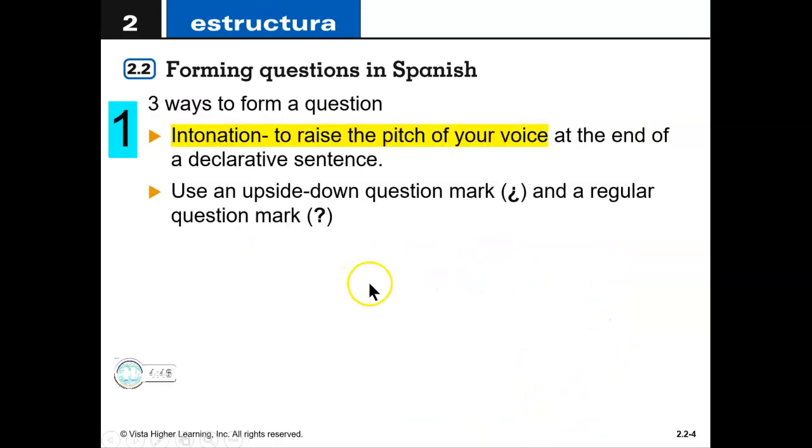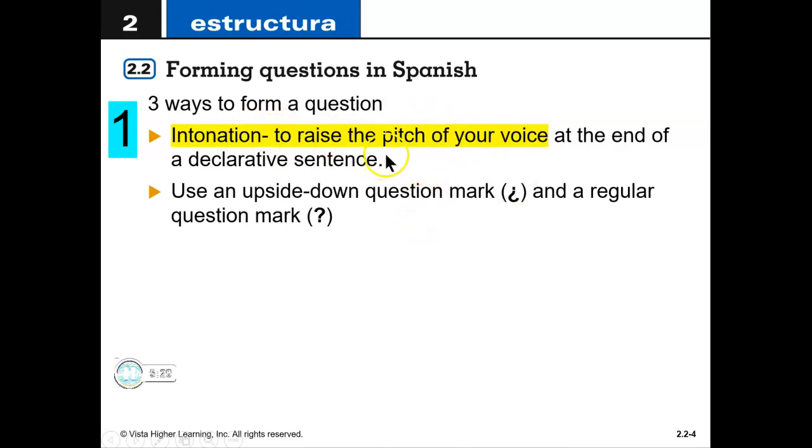Our first way is intonation. Intonation means to raise the pitch of your voice at the end of a sentence. So we may have a regular declarative sentence, and we can change it into a question by raising the pitch of our voice at the end of our sentence. For instance, I could say something like, I am the teacher. That's a declarative sentence. I can change it into a question by intonation. I am the teacher? By raising the pitch of my voice at the end, I have made it into a question. So that's one way.